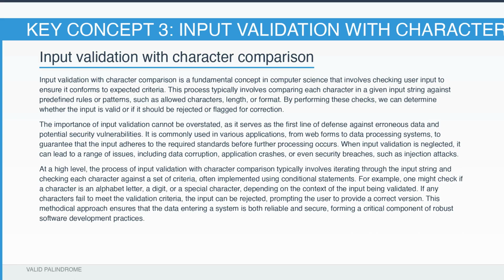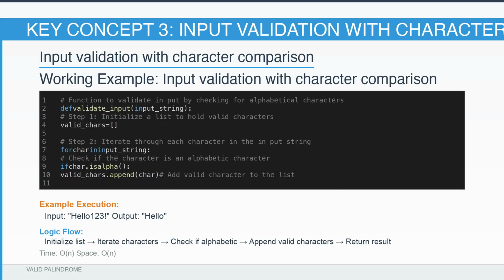For instance, we might verify if a character is a letter or a number. If any character doesn't meet the criteria, we can reject the input and ask the user to correct it. This method ensures our data is reliable and secure, which is crucial for effective software development. Let's explore how we can validate input by checking for alphabetical characters using the function validateInput.